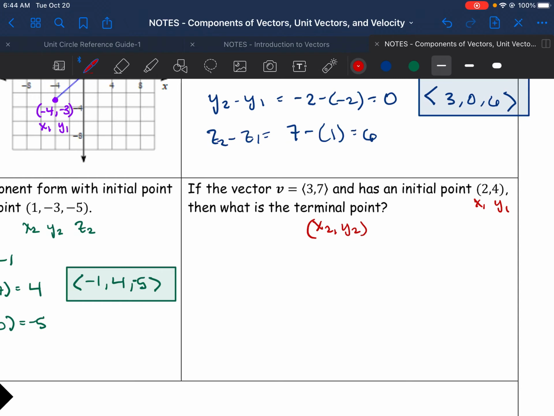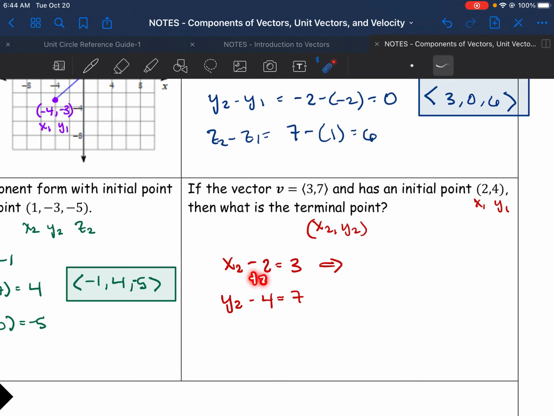So what we're going to have here is the terminal point minus the initial point. So x2, whatever that is, minus x1, which is 2, should be giving us 3. We also know that if we take y2 minus y1, and y1 in this case is 4, we should be getting 7. So this is pretty easy to solve.